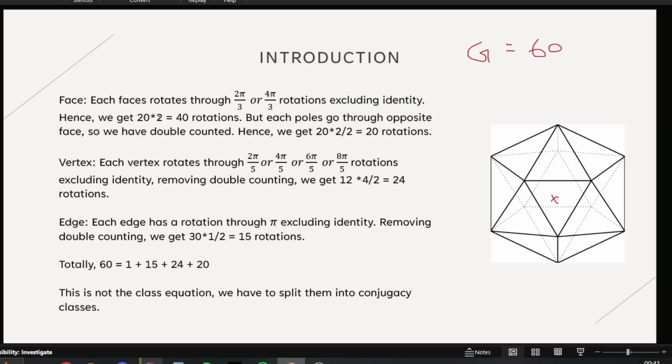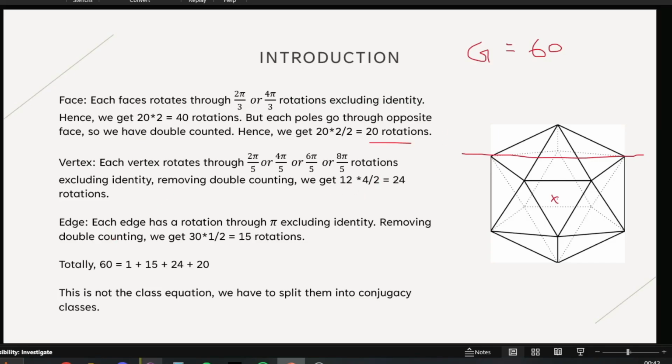So we have 20 times 2, which is 40 rotations. These are two rotations for 20 faces, so 40. If we divide by 2, we get 20 rotations since we have double counted. If we take each vertex, we said that along with the identity, we have 5 rotations. Excluding identity, we have 4 rotations: 2 pi by 5, 4 pi by 5, 6 pi by 5, 8 pi by 5. Again, we are double counting because a vertex will go through two lines. If we take these 2 points, they will be going through these two lines. So we are double counting.